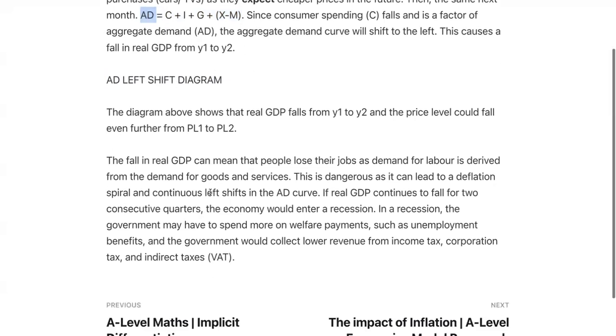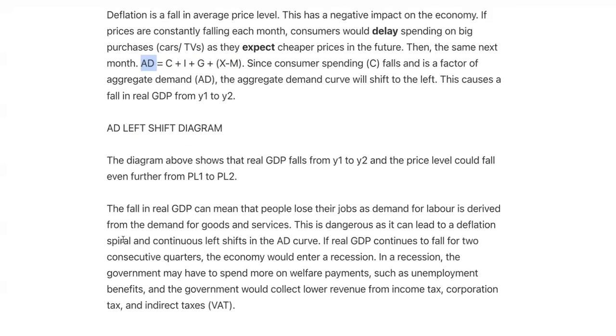Draw your diagram and explain your diagram. When we're explaining our diagram, just say what happens on the axis. Y1 goes down to Y2, and the price level goes down from PL1 to PL2. And we can talk about this every single time in a lot of detail. If output falls from Y1 to Y2, that means there's going to be less economic growth or an economic decline. And it also means that there's going to be higher unemployment.